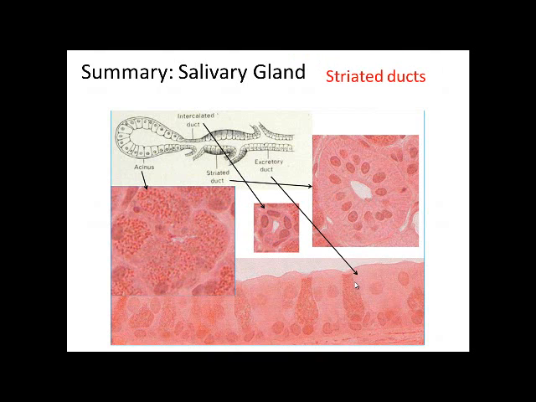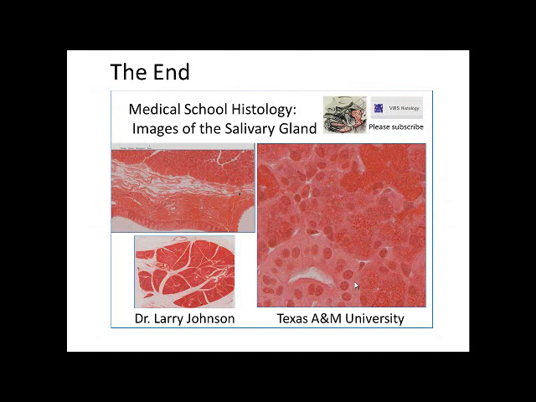The reason we have striated ducts is the unique part about salivary glands. We don't have striated ducts in the pancreas, but we do in the salivary gland. Why? Because we need a hypotonic saliva. So this ends the medical school histology images of the salivary gland. Thank you.